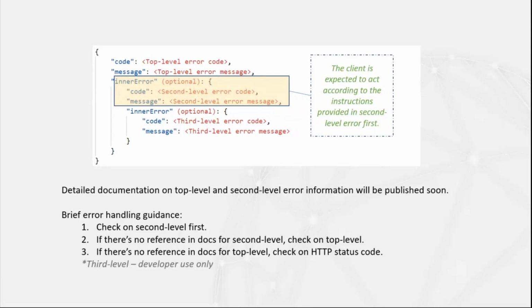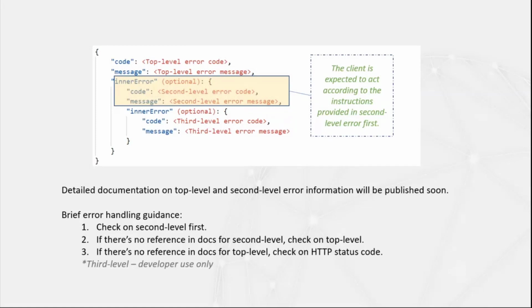To save time in today's call and to keep this slide simple, here's the brief guidance on how to handle Excel Graph errors. The most straightforward step is that the client should act according to the instructions provided in the second level error code and messages first. Ideally, we will provide enough information in this level.